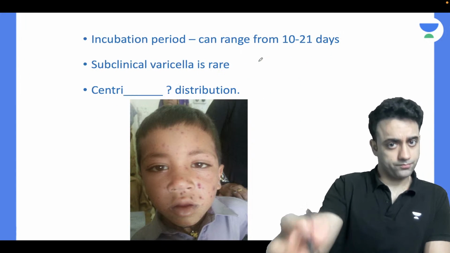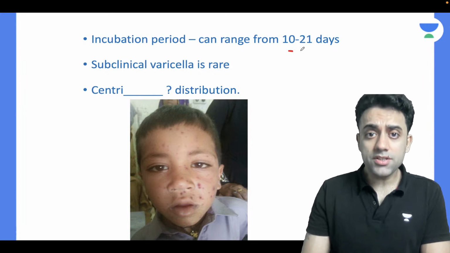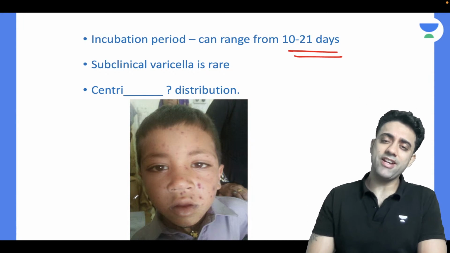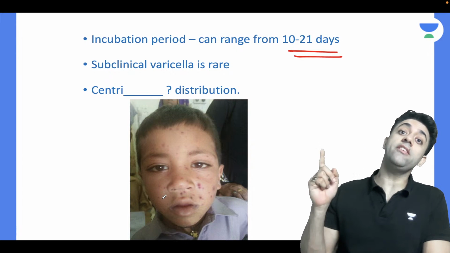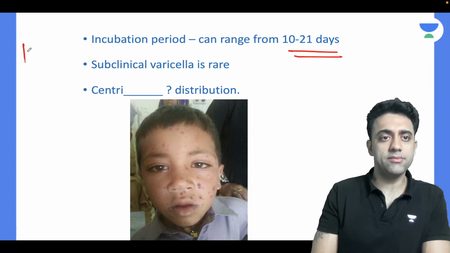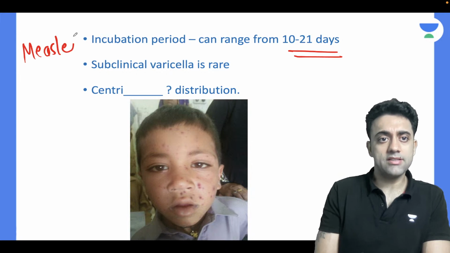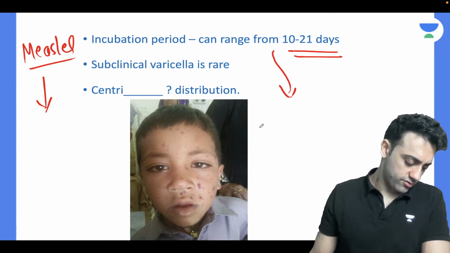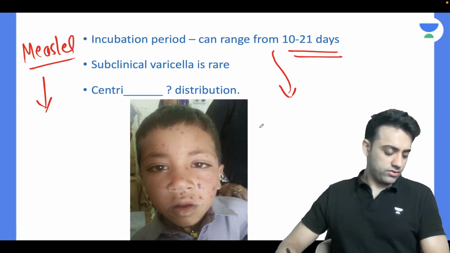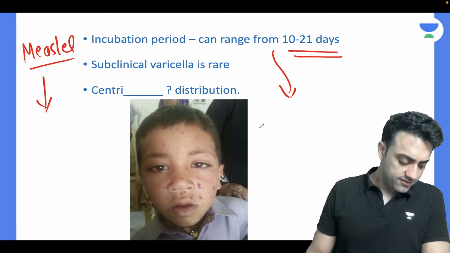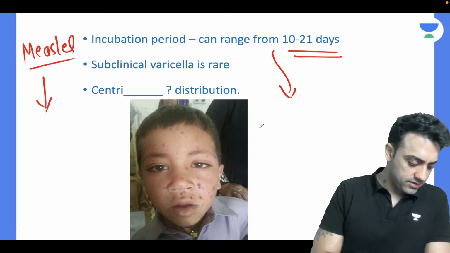And also, remember the incubation period. The incubation period of chickenpox is 10 to 21 days, means up to 3 weeks. Who will tell me what is the incubation period of measles? Savan, what is the incubation period of measles and what is the incubation period of chickenpox? Who will tell me? Osama, Savan, Vidyashri, Faraz, Zainab Akhtar, Umesh.